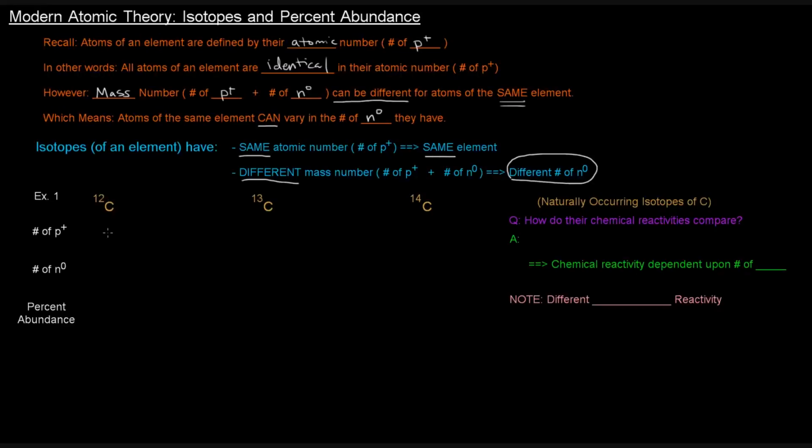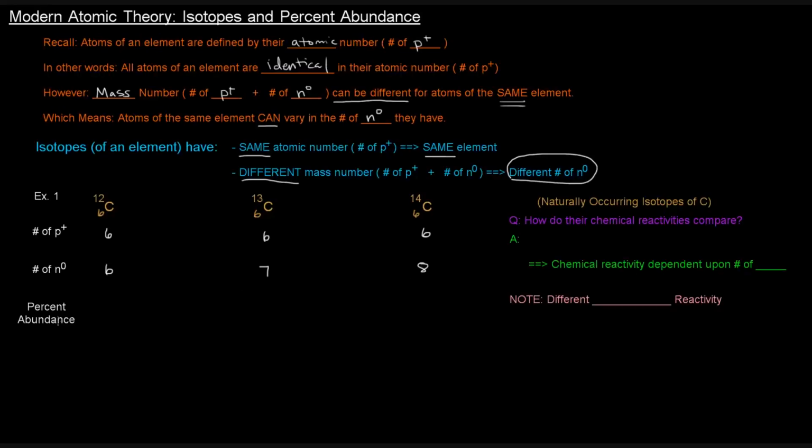But they're all carbon, so the number of protons they have is equal across the board. They all have 6 protons, and I could put that 6 here as the atomic number. For the number of neutrons, we just take the mass number minus the number of protons. So 12 minus 6 in this first case gives us 6. 13 minus 6 would be 7. 14 minus 6 would be 8.